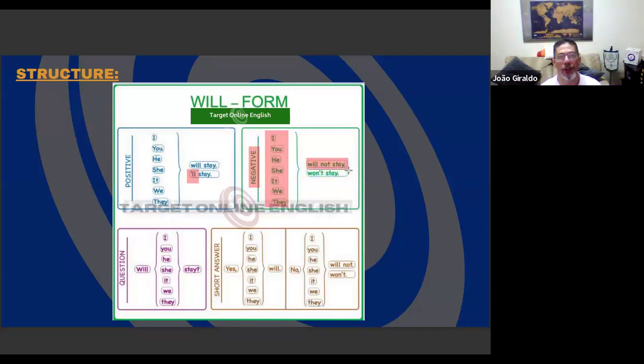So my sentence in affirmative: I will stay. My sentence in negative: I will not stay. Or the contraction, I told you in the previous slide, the junction of will and not: won't. So, I won't stay. Okay?